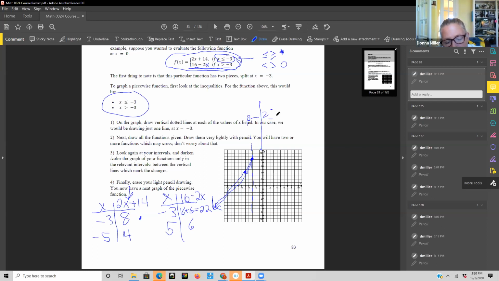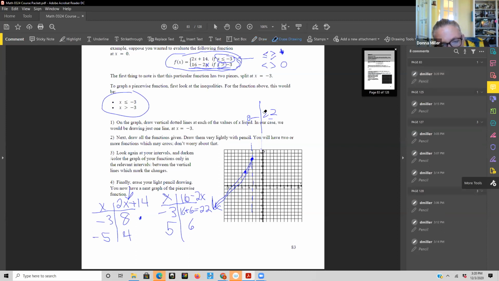Now I'm going to use an open circle because there's no equals on the inequality, so I'm not including that point. I'm just making it an open circle on the boundary. Oh, that's not the boundary line. On the boundary line, which is -3.